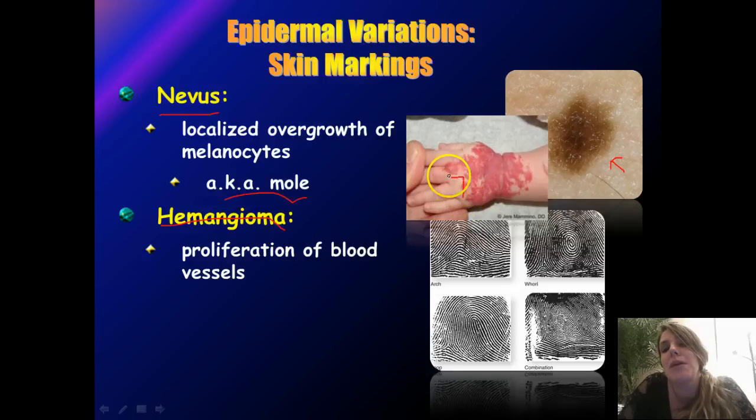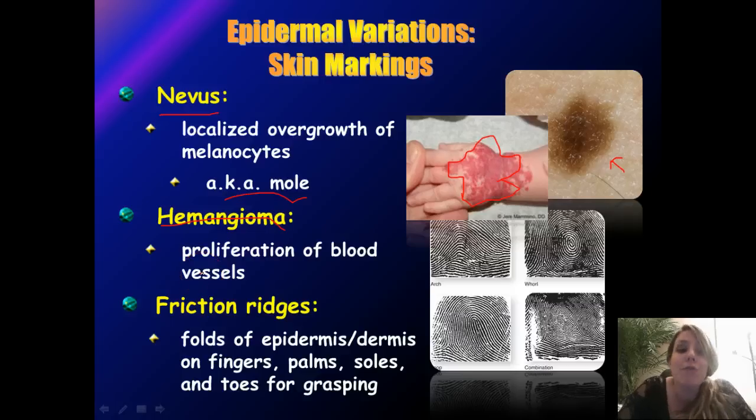So this little baby here has a hemangioma. And basically you get a whole lot of blood vessels growing in the dermis of that particular area. And so that produces kind of a red color. So it's harmless, but that's a hemangioma.